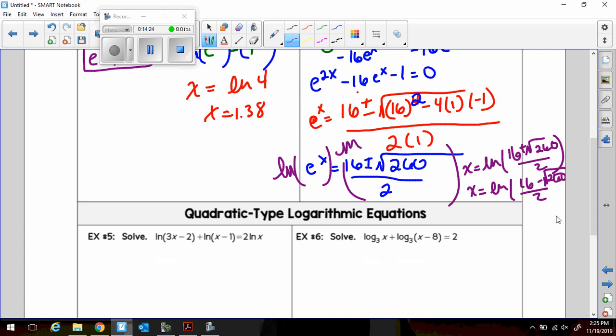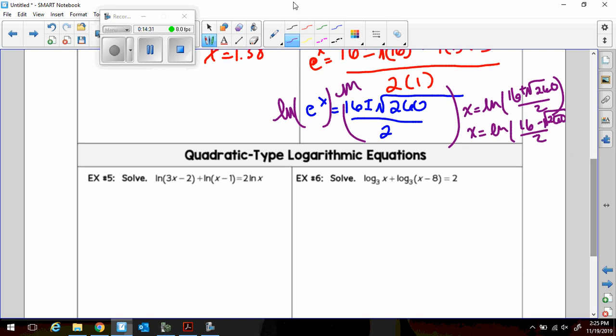Okay, let's try this one. So, this is our property of logs that we learned, and we're going to have to combine them. But if it's a plus, then that means that we're multiplying. So we have natural log of 3x minus 2 times x minus 1 equals natural log of x squared.